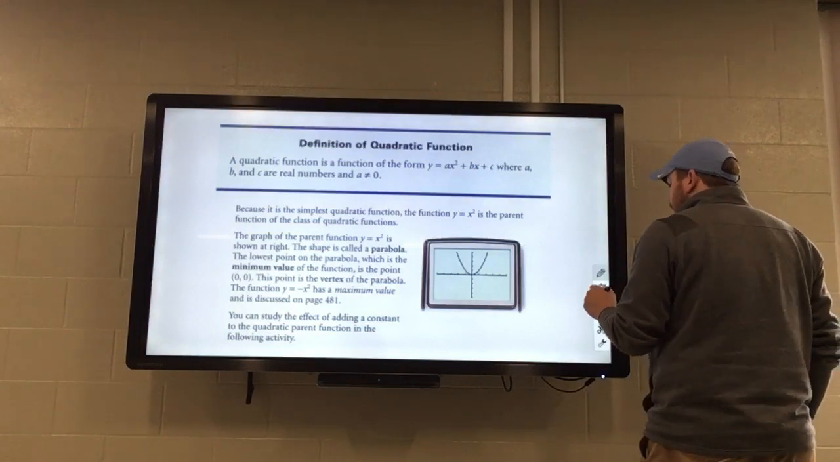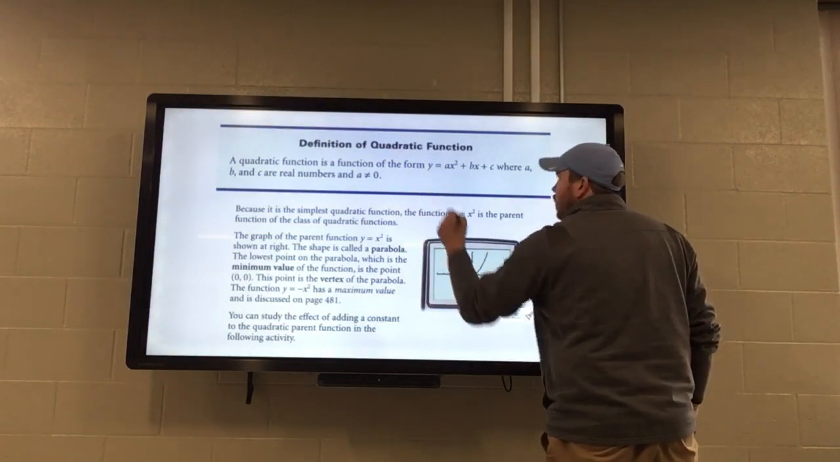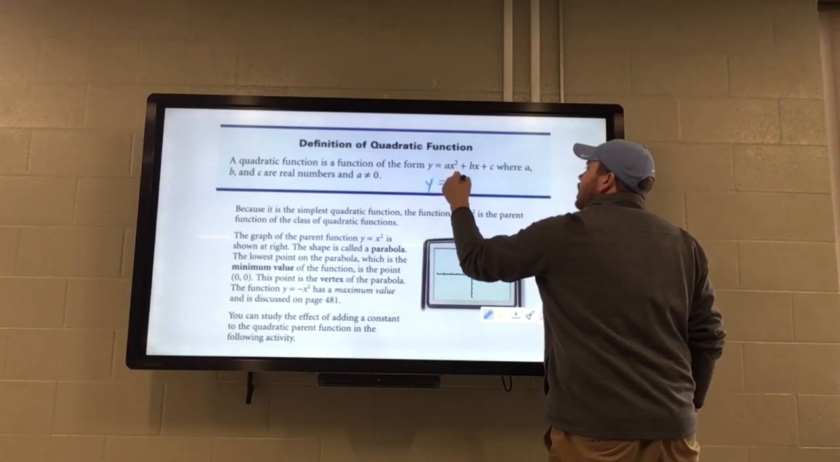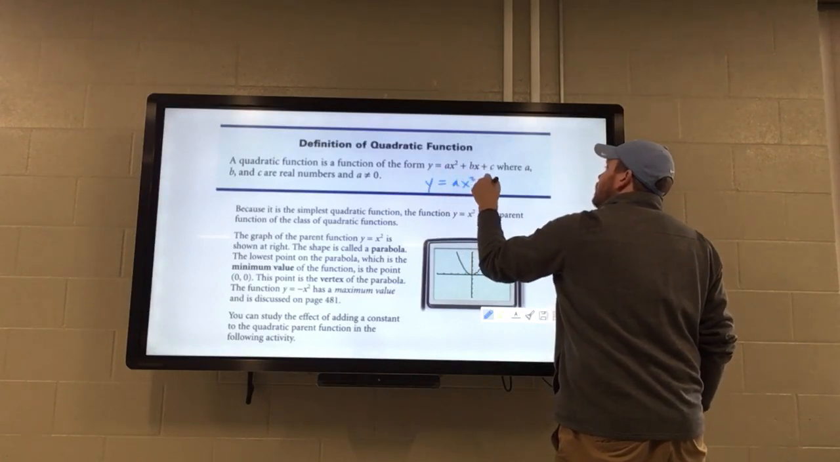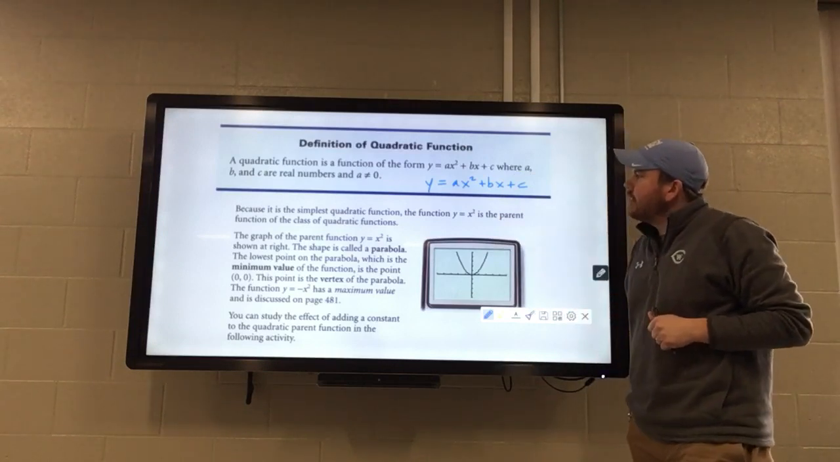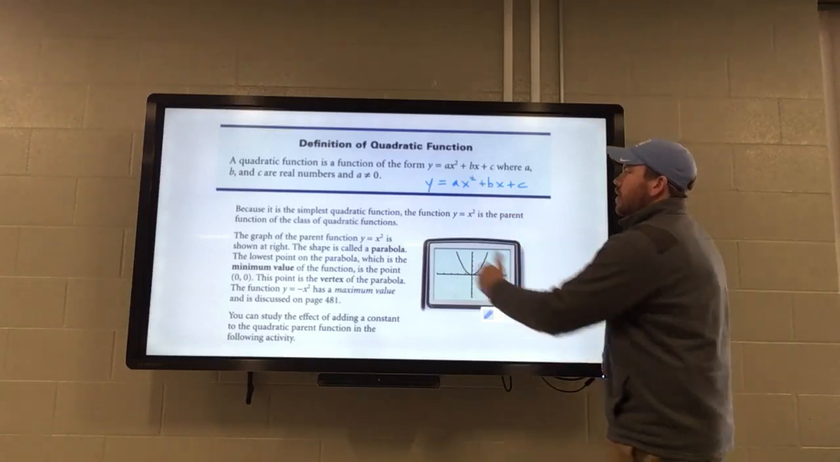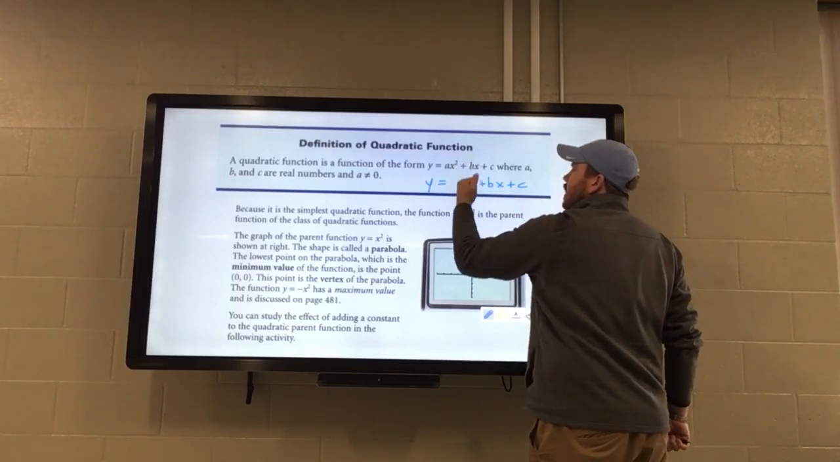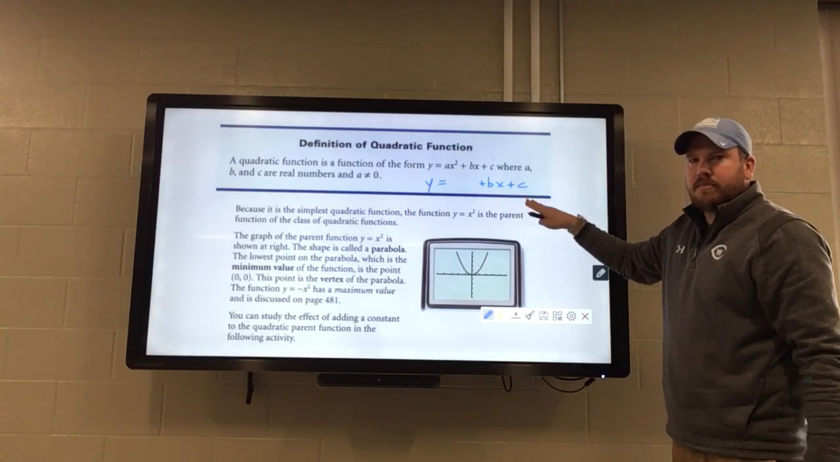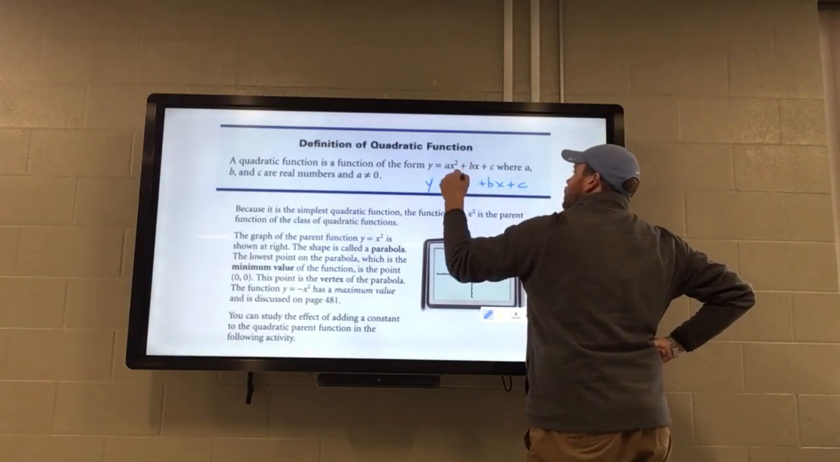So first, the definition of a quadratic function. We define a quadratic function as a function of the form y is equal to ax squared plus bx plus c, where a, b, and c are all real numbers, and a cannot be 0, because if a was 0, we would no longer have a quadratic function, we would just have simply a linear function. All right? So we need to make sure we have that ax squared.